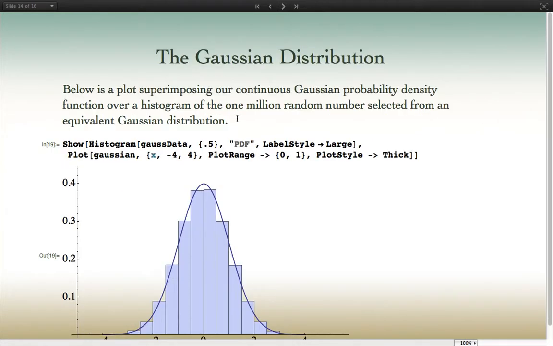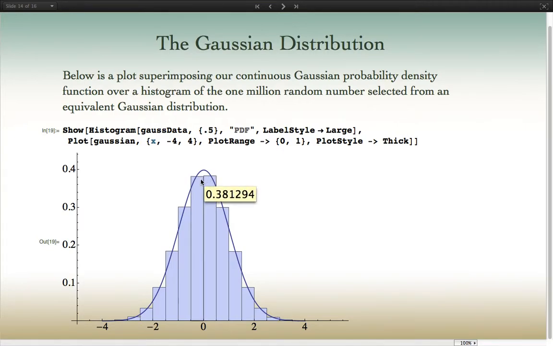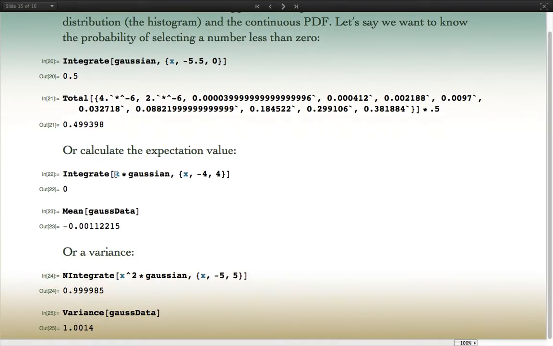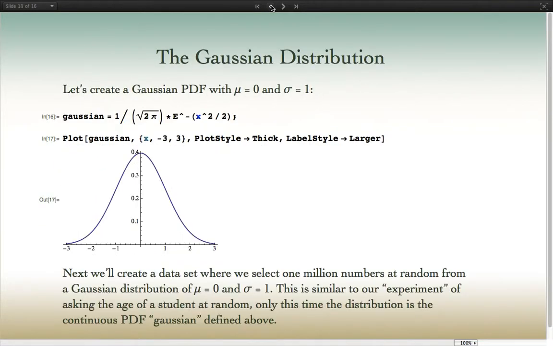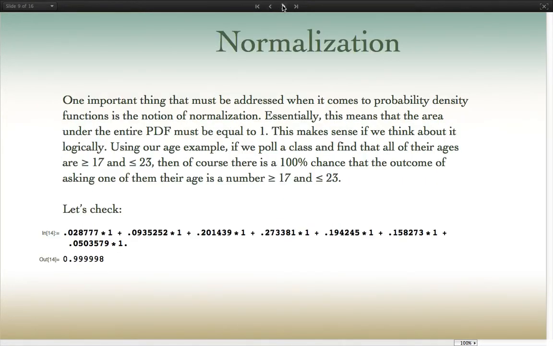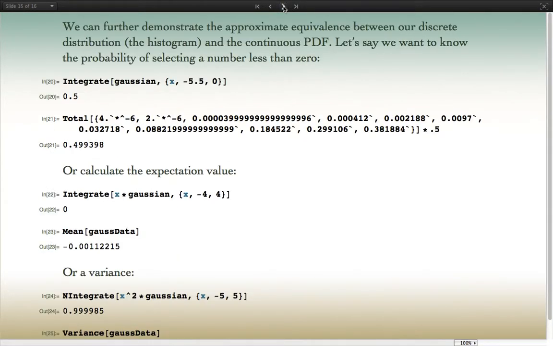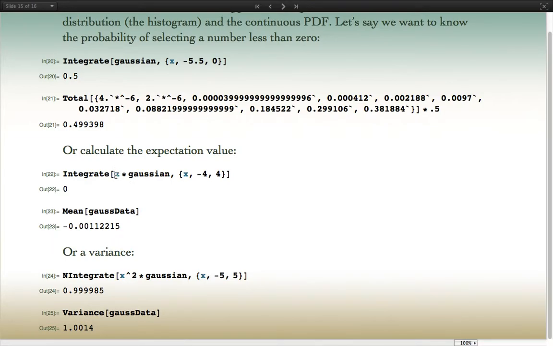So the expectation value, just eyeballing this, we should figure it should be about 0, in the middle of this. The expectation value for continuous functions is the integral of x times f of x. Remember, we just take x times f of x, and the integral gives us the expectation value. So that's exactly what I did here: x times our Gaussian function, integrated from -4 to 4, and we get exactly 0 as our expectation value.